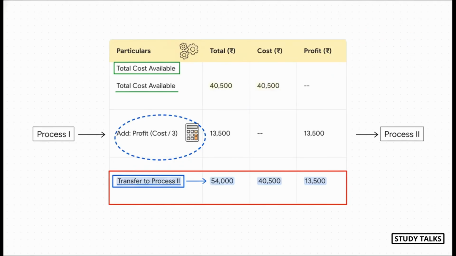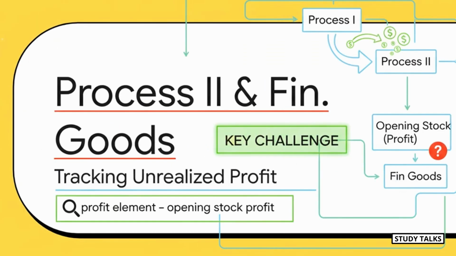And here's how it all comes together. First, we figure out the total cost ready for transfer. That's just our total debits minus the closing stock, which gives us $40,500. Now, we use our magic formula. Divide that by 3. Boom! Our profit is $13,500. Cost plus profit gives us the total transfer price of $54,000, which is now heading over to Process 2. Okay, 1 down, 2 to go.